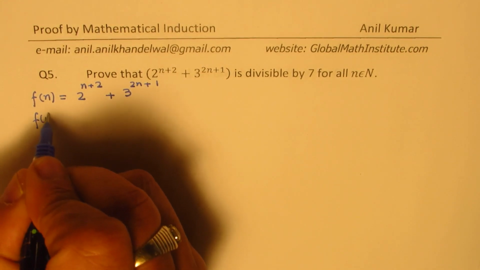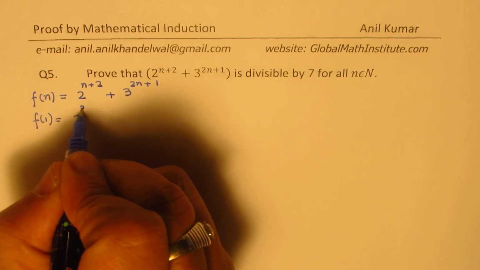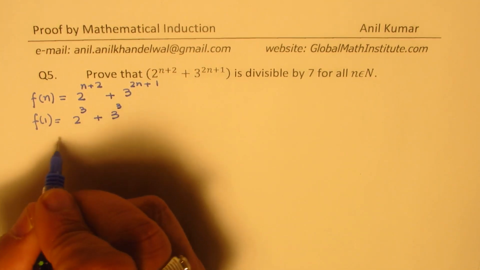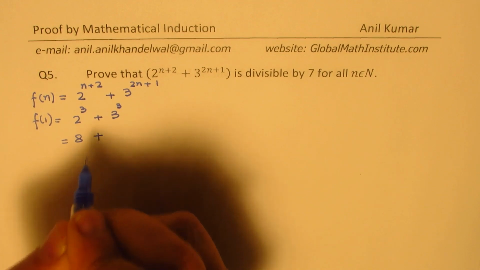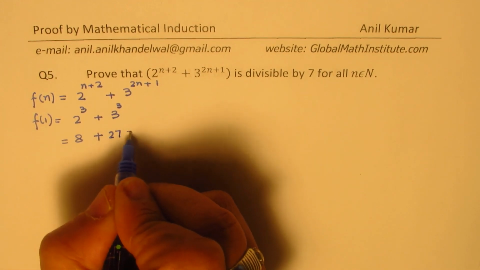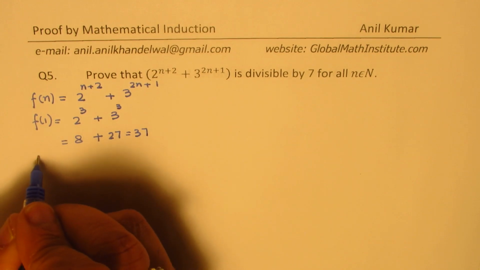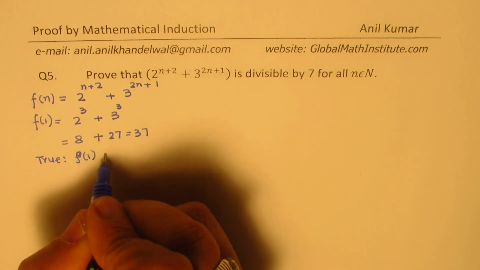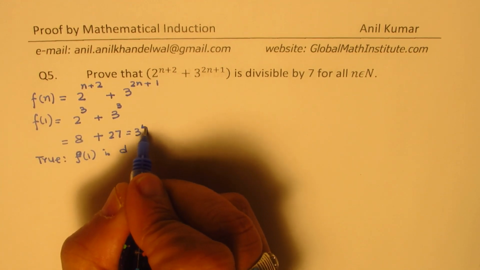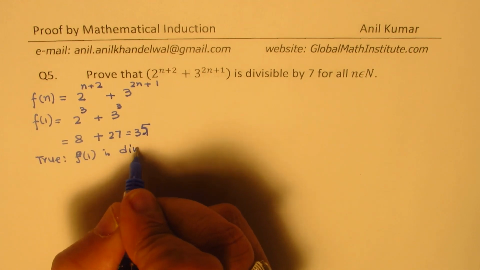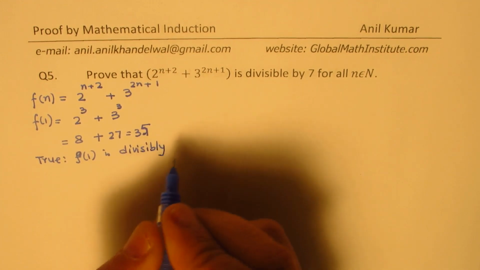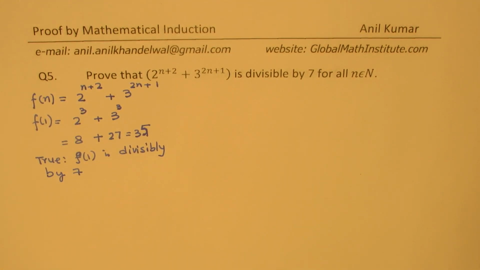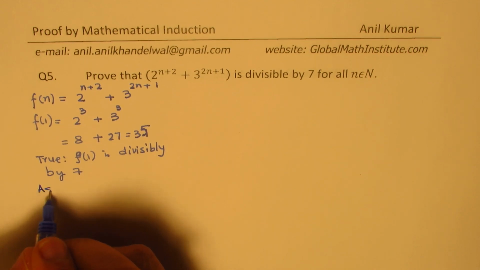So what is f of 1 equal to? F of 1 will be 2 to the power of 3 plus 3 to the power of 2 plus 1, which is 3. Now this is equal to 8 plus 27, right? So which is 35. And so we find that it is true that f of 1 is divisible, 35 is divisible by 7, right?